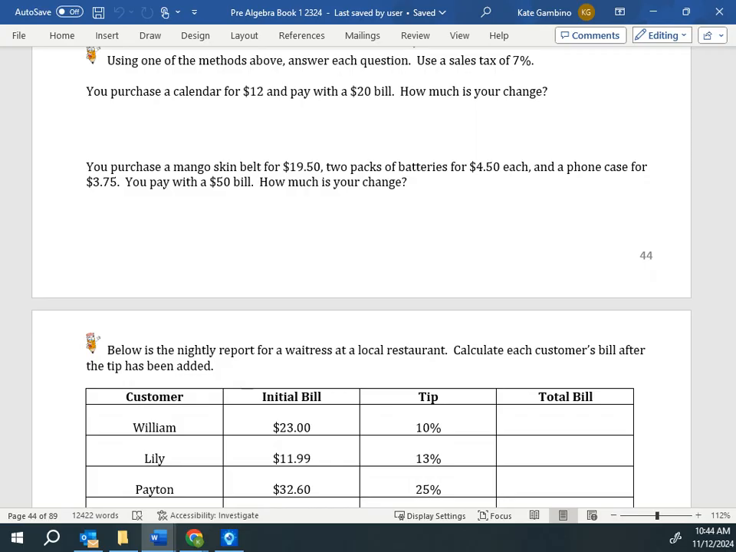Who knows what sales tax means? Graham? Is this a real thing? Is sales tax a real thing?